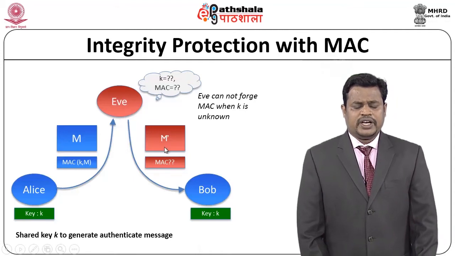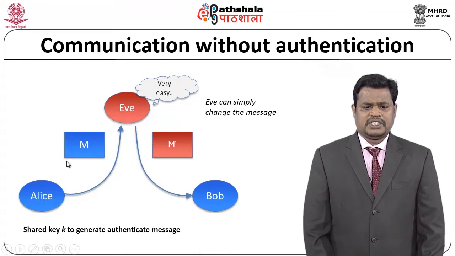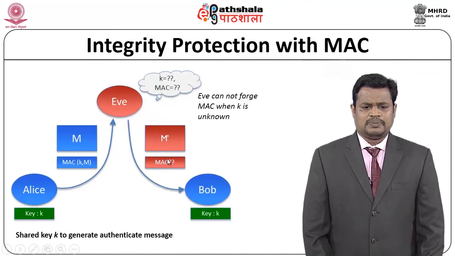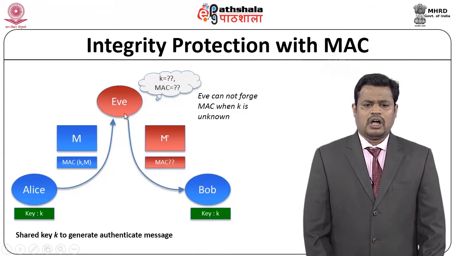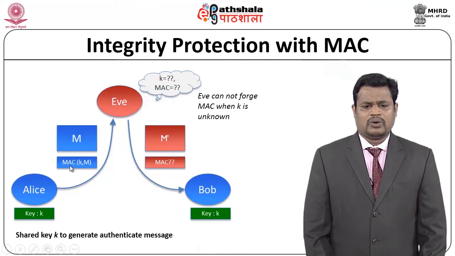Now if you want to send a new message, as in the earlier case where the message is not sent with any message authentication code, they can reproduce the message as M dash. But in this case, if Eve is going to send M dash, what is the MAC content? It is not known to Eve, because we know very well those who have K, that is the shared key, alone can generate the MAC code.